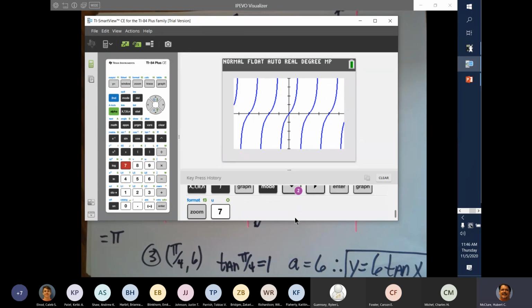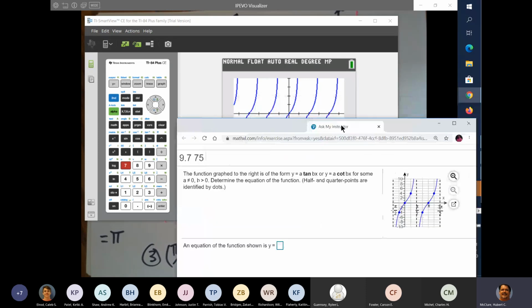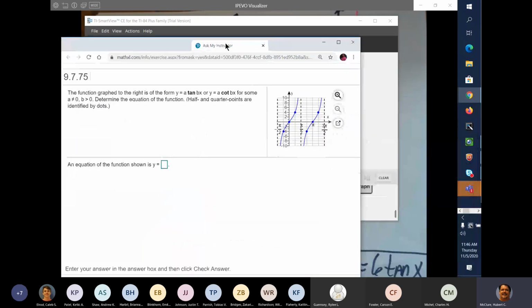Now, how do you find, and it says, let me pull in the question again. And I've lost the question. Great. There it is. Bringing the question back in. So what is the answer? The answer is tangent. And you type in tangent of x.